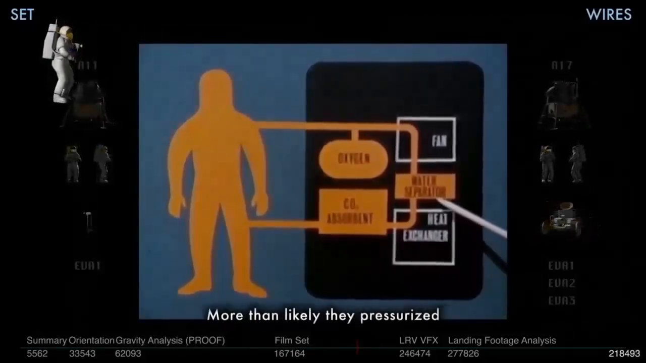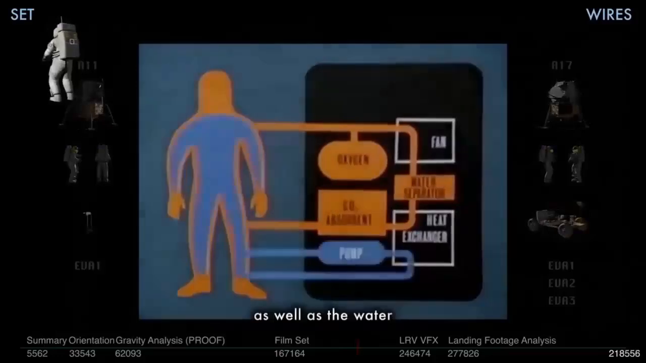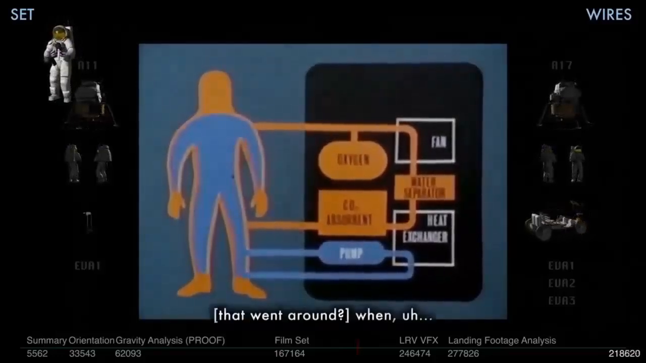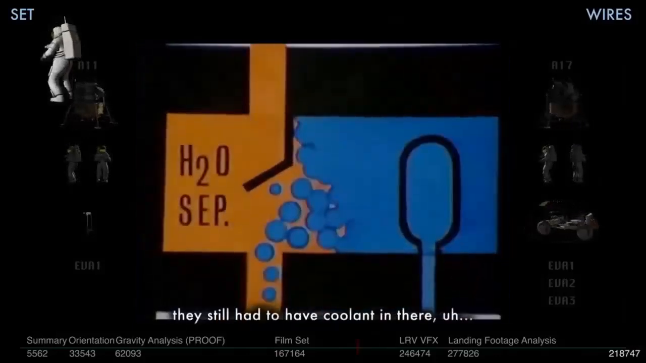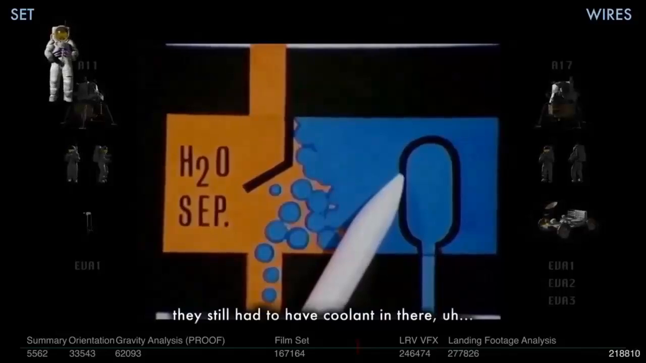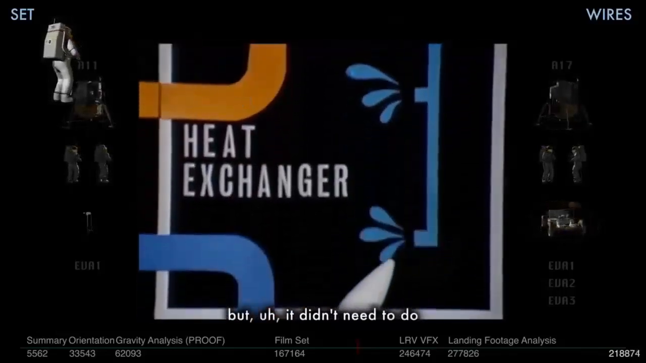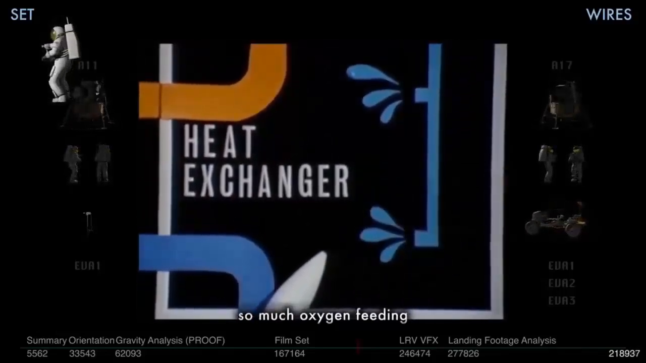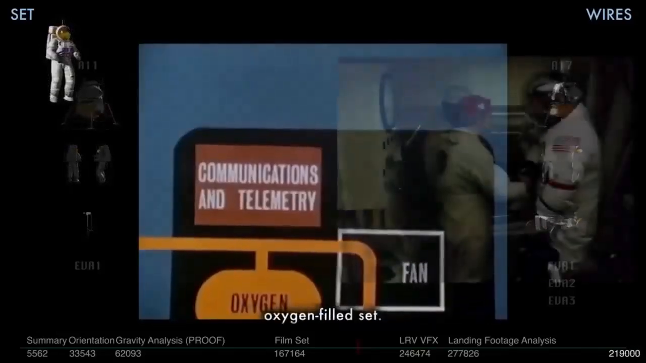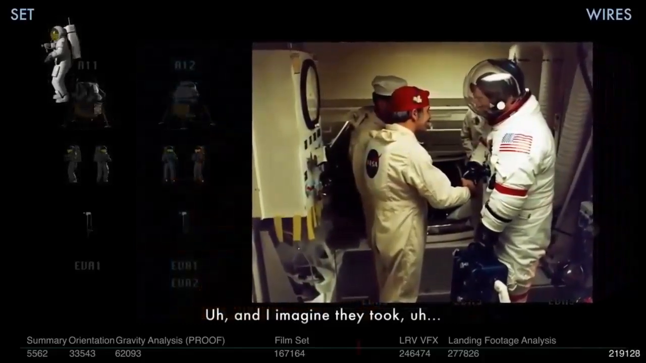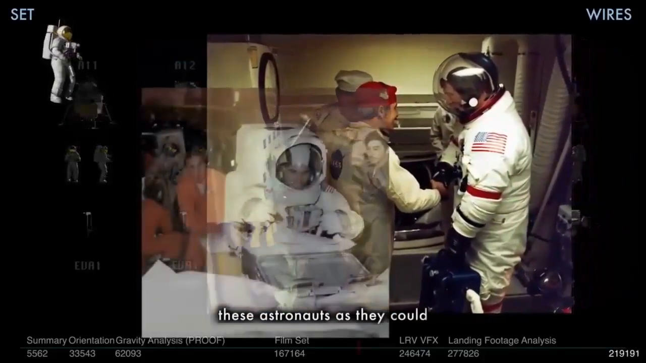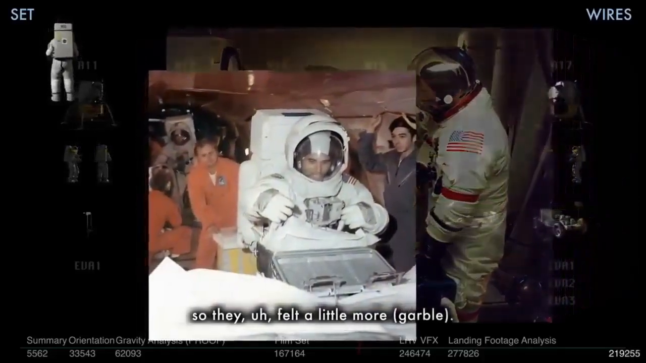More than likely they pressurized the suits a little bit, as well as the water that went around. When astronauts were testing the suits on the Earth, they still had to have coolant in there, but it didn't need so much oxygen feeding because they were in an oxygen-filled set. And I imagine that they took as much weight off of these astronauts as they could so that they felt a little more comfortable.